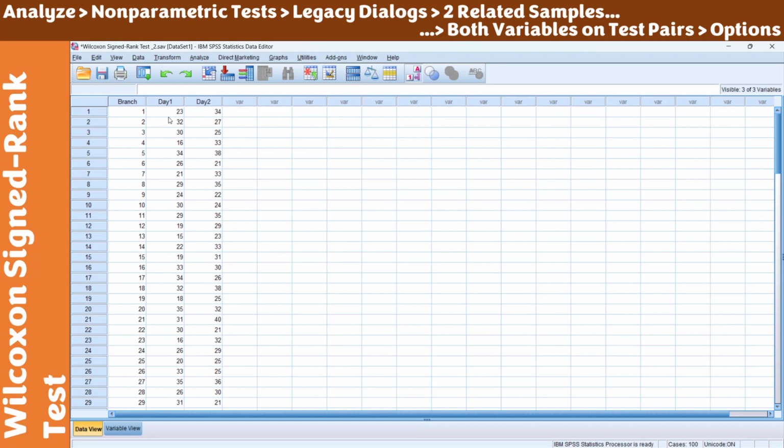Some of us will just take day 1 minus day 2, so that would be negative 11 here. This would be positive 5, but no need to worry about which comes first, as long as you start with day 1 minus day 2 or day 2 minus day 1. Our results will just be opposites. We will be recording all of those differences and ranking them. Once we rank them, we add all the ranks of the negative differences and of the positive differences.